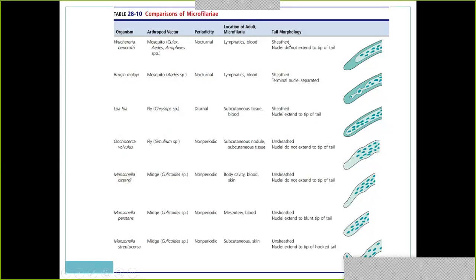All right, so the way that you identify between these is based on if they're sheathed or not sheathed, and where the nuclei stop in the tail. So in Wuchereria bancrofti, it is a sheathed microfilariae, and the nuclei do not go all the way to the end. They stop before that. Whereas in Brugia malayi, it's sheathed, but it has two terminal nuclei that are separated, so individually separated between those nuclei. Loa loa is sheathed, and the nuclei go all the way down to the tip of the tail. And finally, Onchocerca is not sheathed, so there's no extra sheath or coating around it.